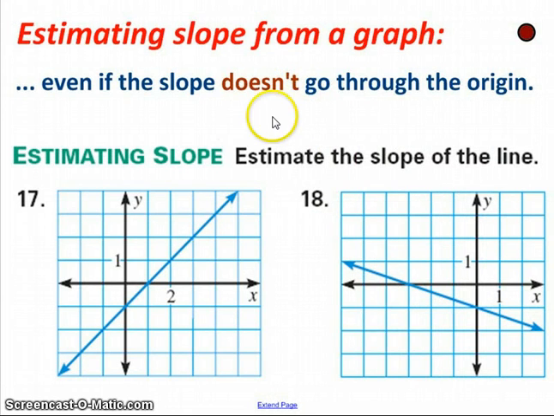Now, even if the slope of your line doesn't go through the origin, you should be able to make a good estimate. So make an estimate of what the slope is for 17 and the slope is for 18, and then I'll tell you what I think. Okay, I'll assume that you're done and you've done that.